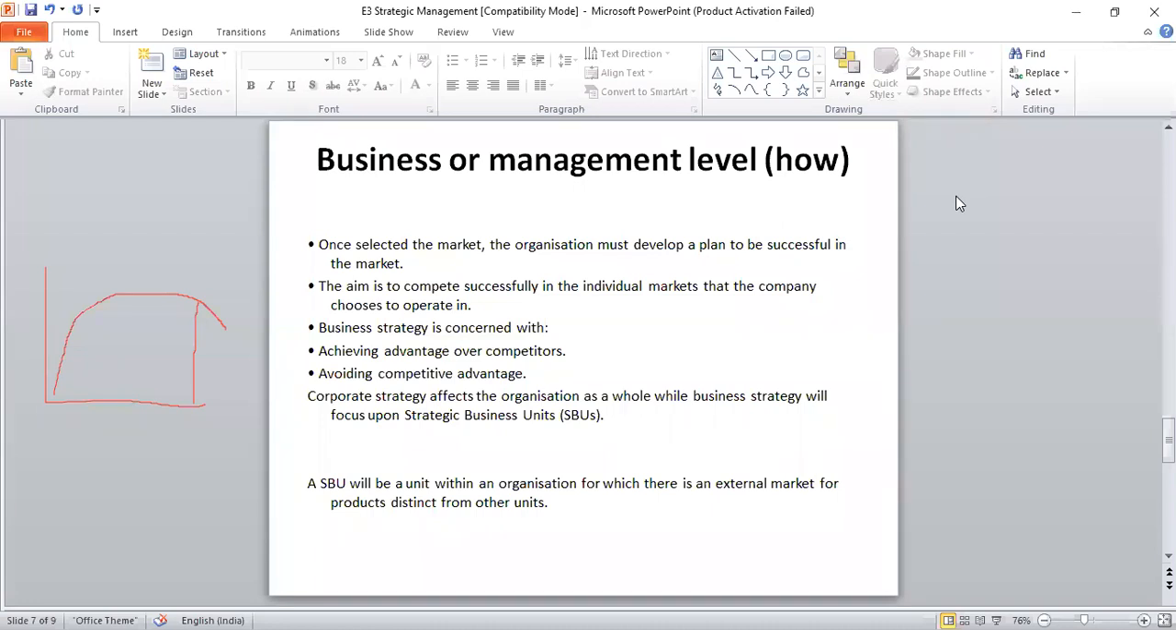The middle level or the management level, business or management level. At that level, they are involved in planning. So they prepare plans to be successful in the market. The aim is to compete successfully in the individual markets that the company chooses to operate in. After the overall plan is decided, what course of action should be taken up would be planned by the middle level management.